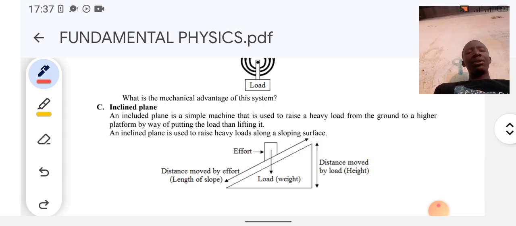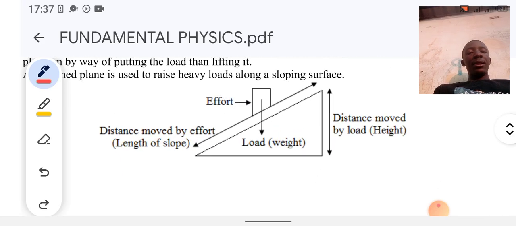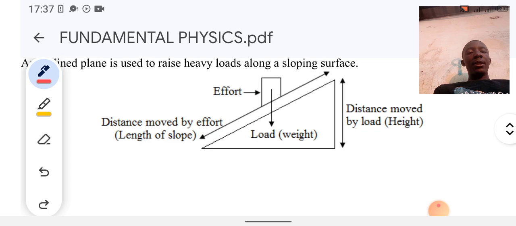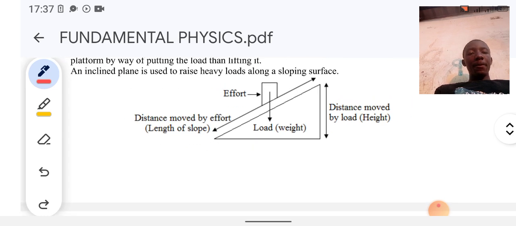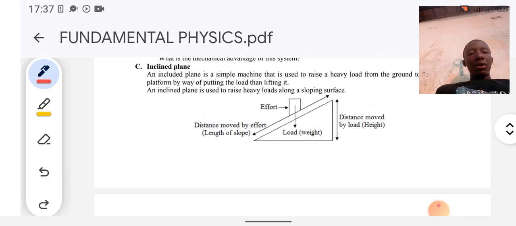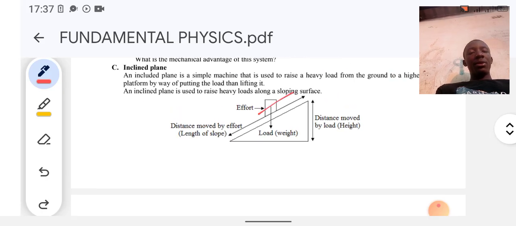The length of the slope divided by the height. That's how you find the velocity ratio. Or in other ways, you can simply use the inverse of sine theta, which is 1 divided by sine theta, provided that this angle which is here is given to you. Provided that this angle is given to you, that's when you can use the inverse of sine theta.